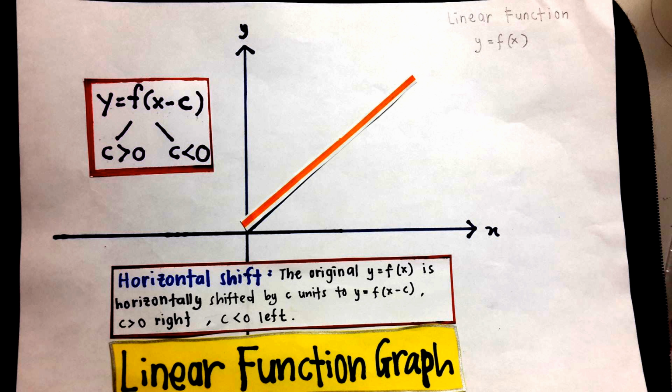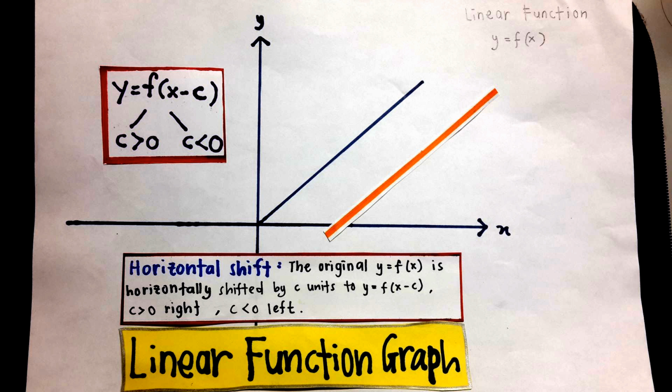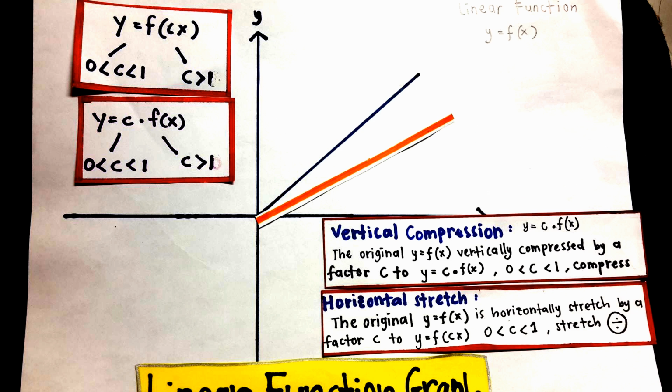Next is horizontal shift, where the c actually gets touched with x. When c is more than 0, it will shift to the right. When c is less than 0, it will shift to the left. Next is compress and stretch. For vertical compression or stretch, we have to remember that y equals c dot f(x). While for horizontal stretch or compress, you have to remember that y equals f(cx), where the c gets touched with x. That's why it's called horizontal.